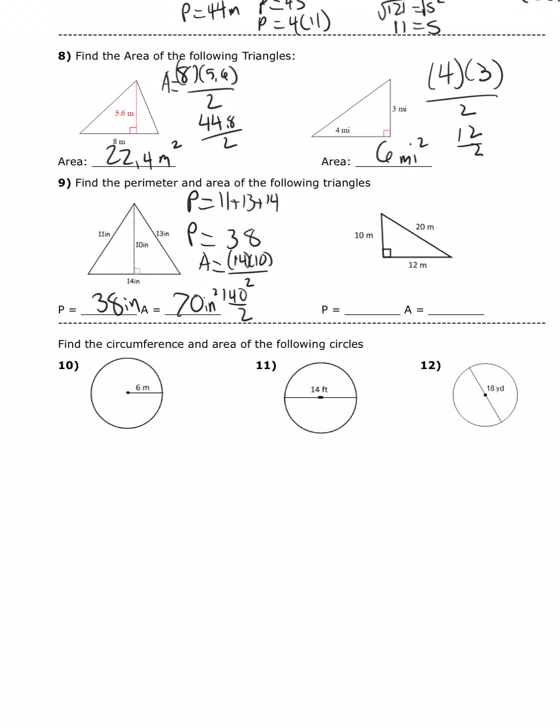All right, last triangle here. Perimeter, again, we just do 10 plus 12 plus 20. So that all adds up to 42 meters. And the area is base 12 times height 10 over 2. So that is 120 over 2. So that is 60 square meters.